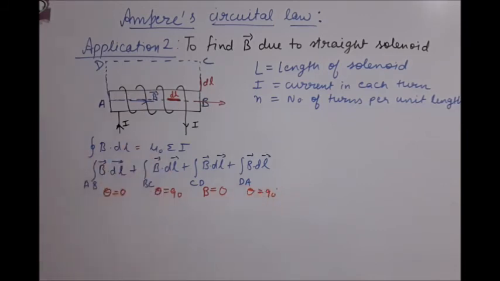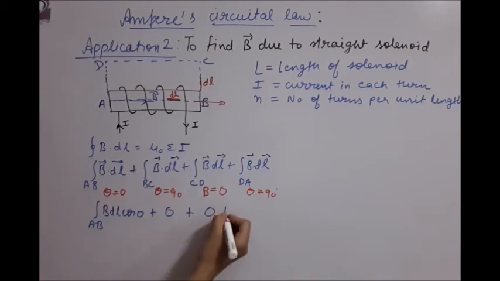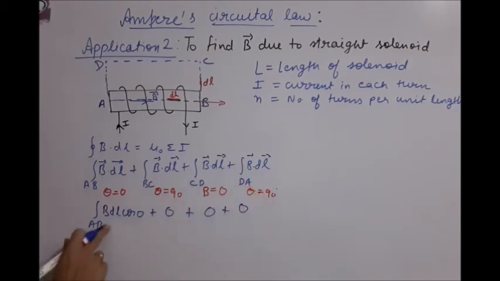Now let us see which of the integrations are becoming 0. You see, B dl cos 0 will appear over AB. Here, since theta is 90, cos 90 is 0. So B dl cos 90 is 0. Here B is itself 0, so the whole answer is 0. And here again theta is 90, so cos 90 is 0. That means only one part remains which is non-zero, on the left side.